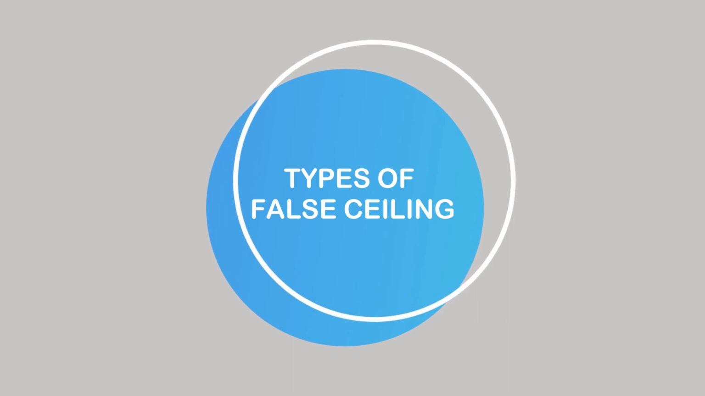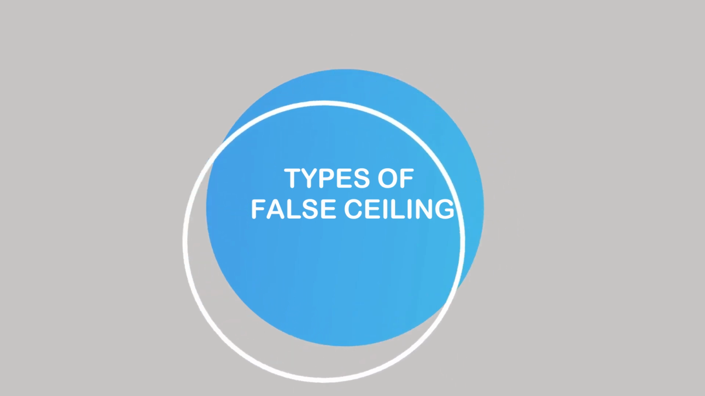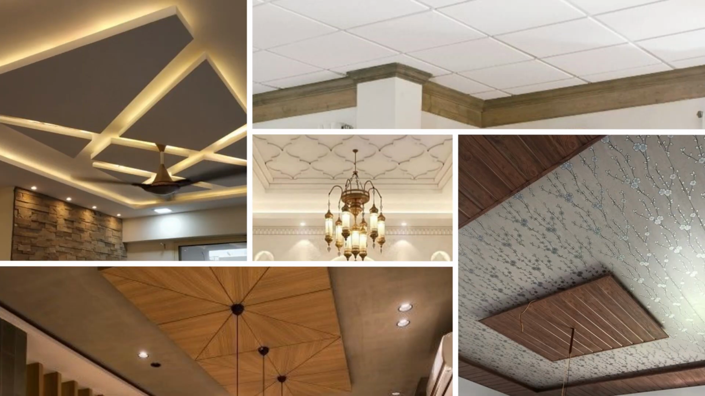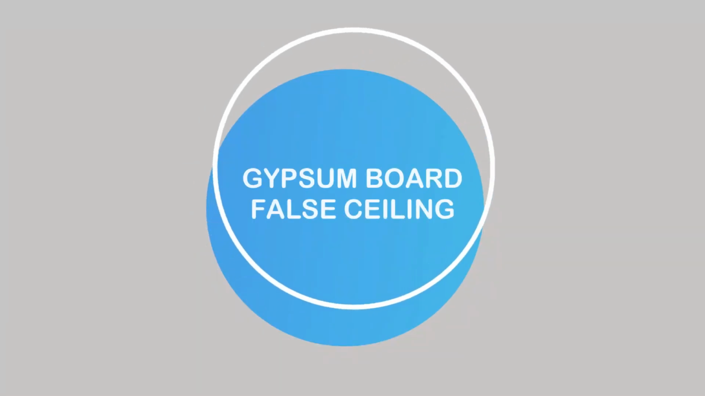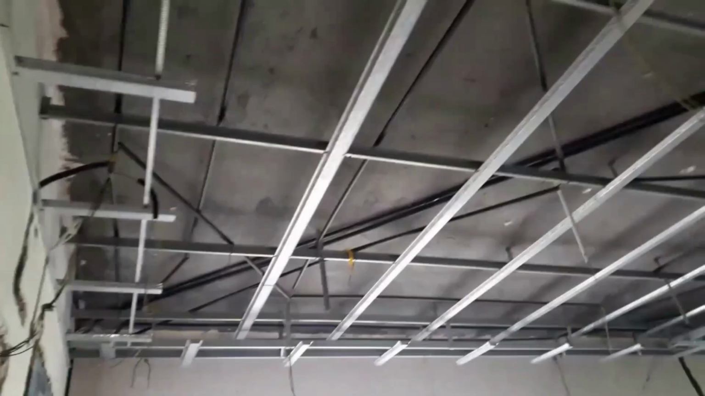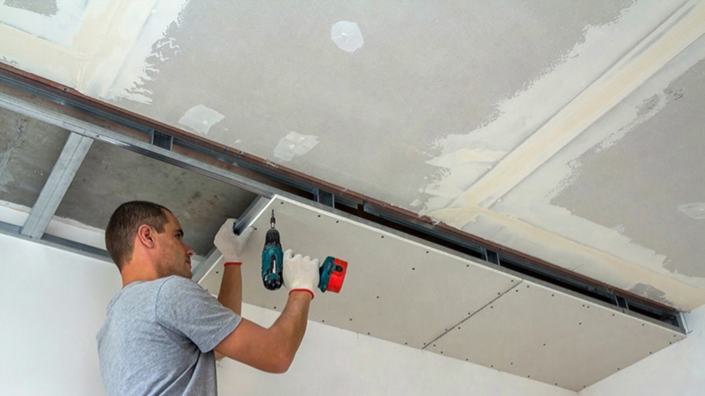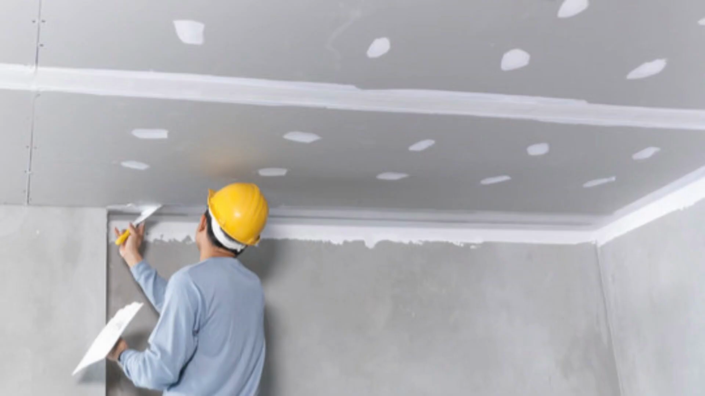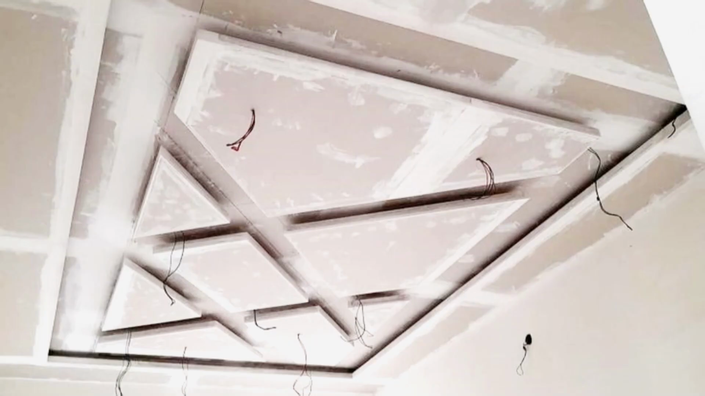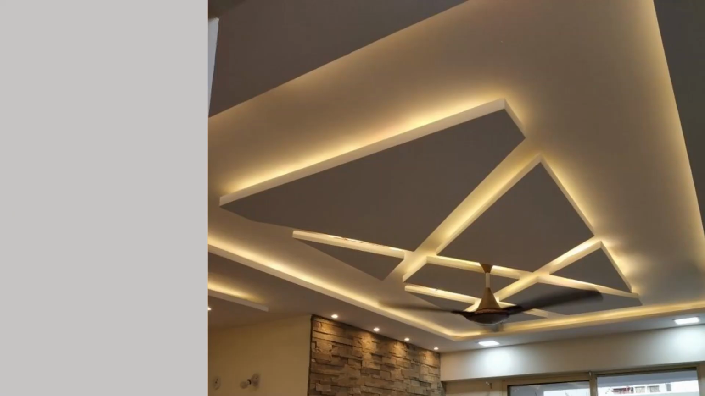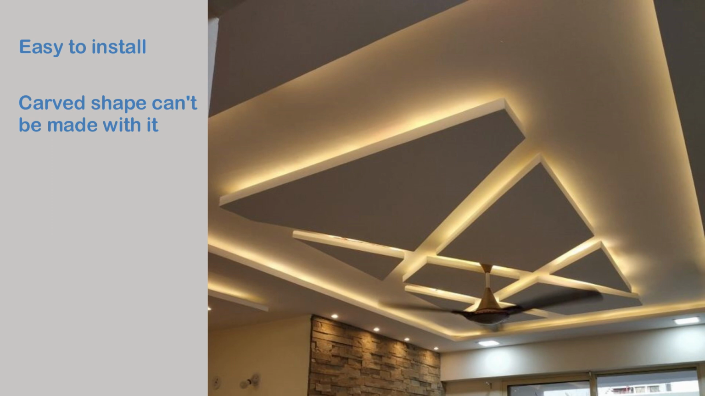So first we will discuss the possible types of false ceiling. There are mainly 5 types. Gypsum board false ceiling. It consists of a GI channel framework, covered with factory-manufactured gypsum board. The joints of the boards are closed with jointing tape and a special type of compound. It looks joint-free when finished completely. It is very easy to install and requires very little time. But the main drawback is that irregular, especially curved shape ceilings can't be made with it. The cost is very low compared to other types of ceiling.